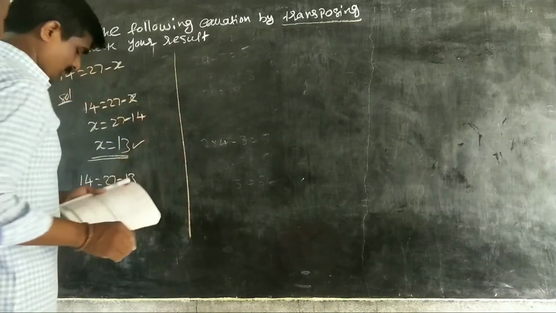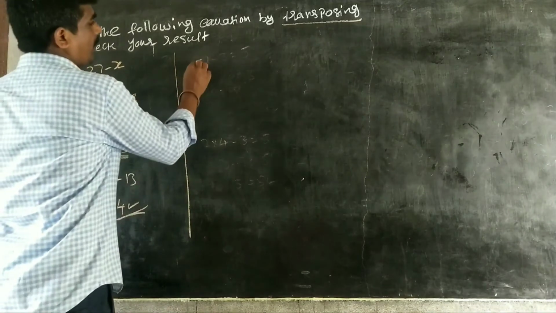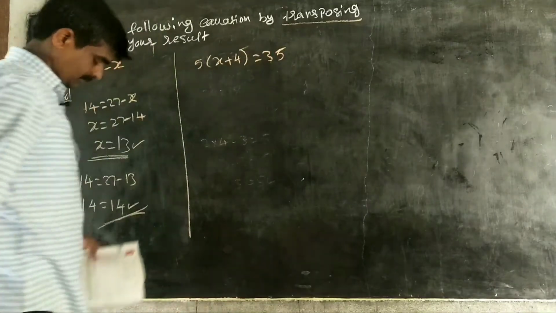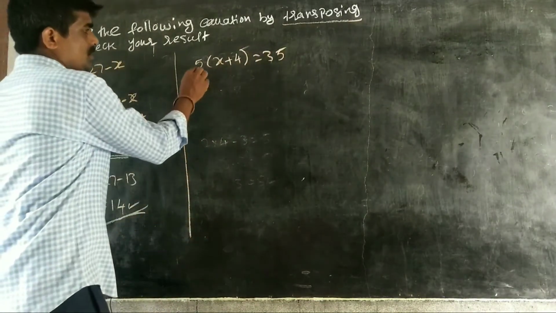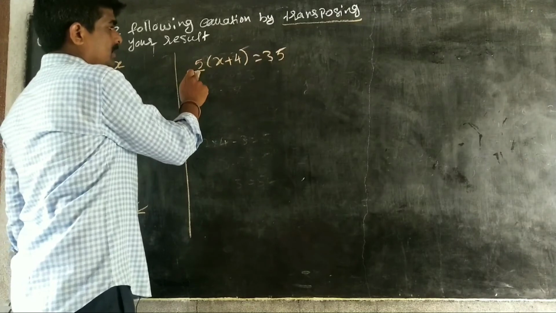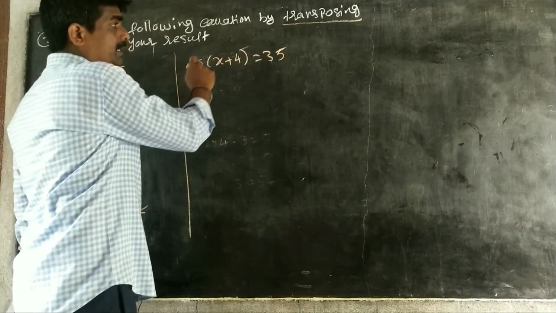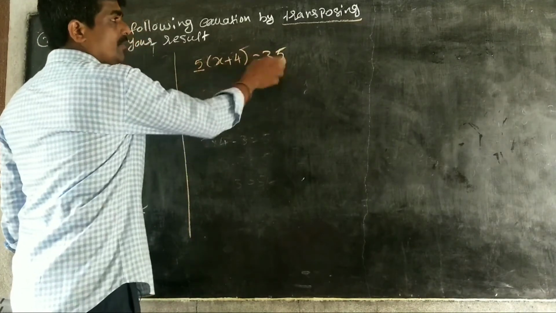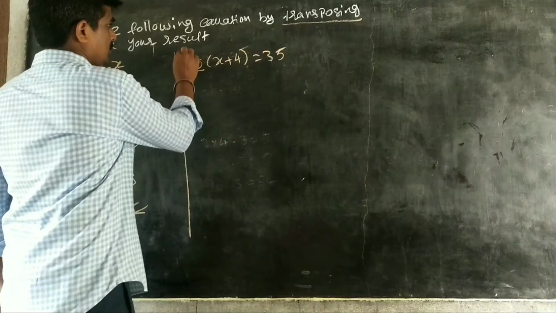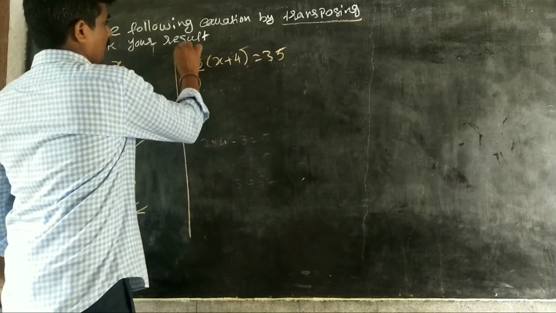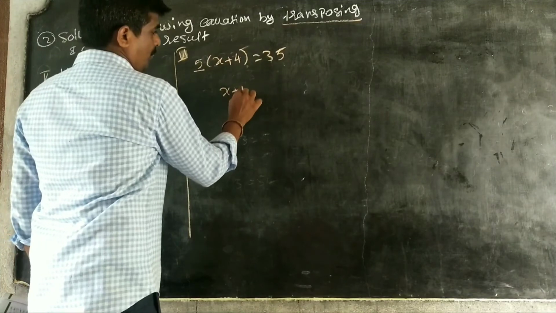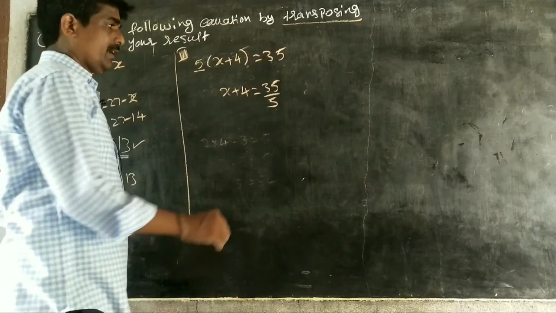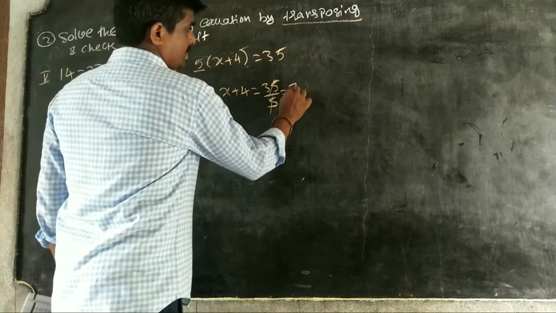Next, again one problem. So, 5 into x plus 4 is equal to 35. How? First, here is a bracket, and outside we have 5. So, 5 here is multiplying, bring it as division. 5 multiplies the total term, that's why first I am moving 5. This is for the sixth problem. So, x plus 4 is equal to 35 by 5. 35 by 5, 5 sevens are 35.